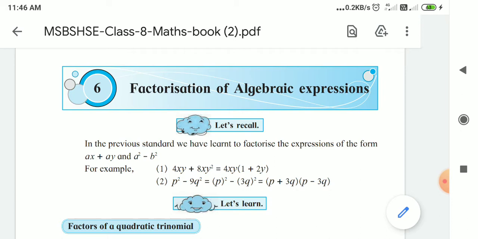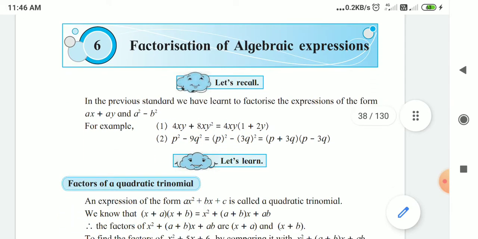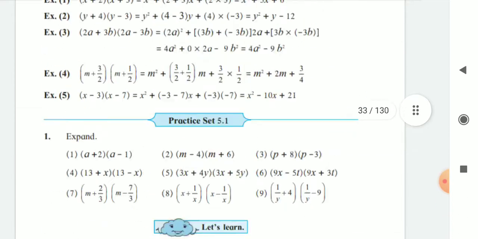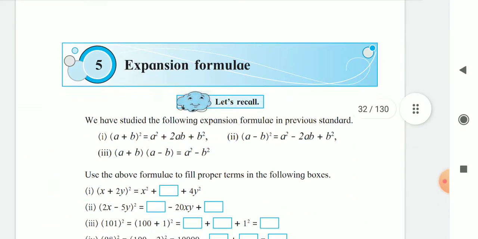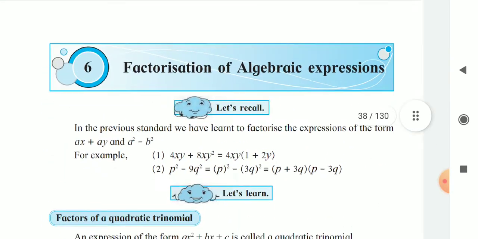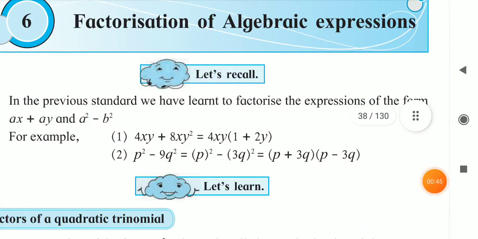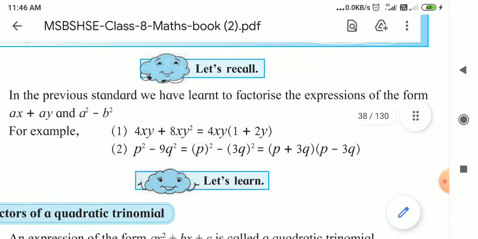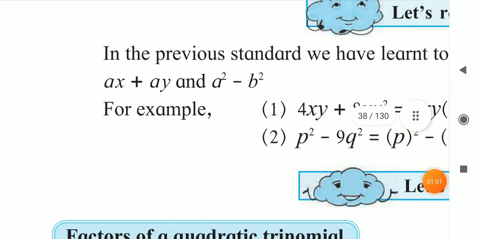This lesson is like the previous lesson, the factorization and expansion formulas. A little bit of similarity is there between these two. First of all, in the previous standard we have learned to factorize expressions like ax plus ay, a square plus b square. These we know.